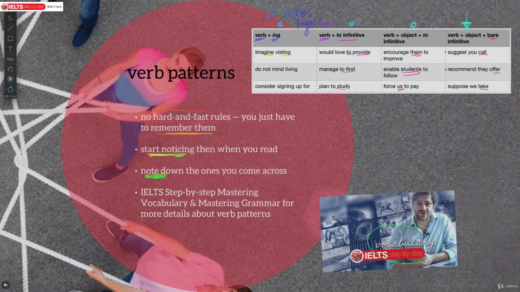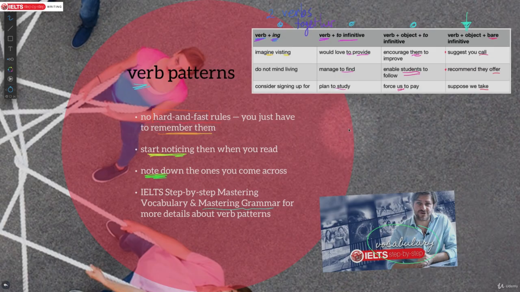Now, my vocabulary course is already out. I'm working on my mastering grammar. As soon as I've finished this course, it will be out. And that is where I'll be looking at a lot more detail of these verb patterns, because if I spent a lot of time on just verb patterns, then there wouldn't be much writing going on. So these verb patterns are more likely to be found in the IELTS Step-by-Step Mastering Vocabulary, or IELTS Step-by-Step Mastering Grammar that's coming up soon.